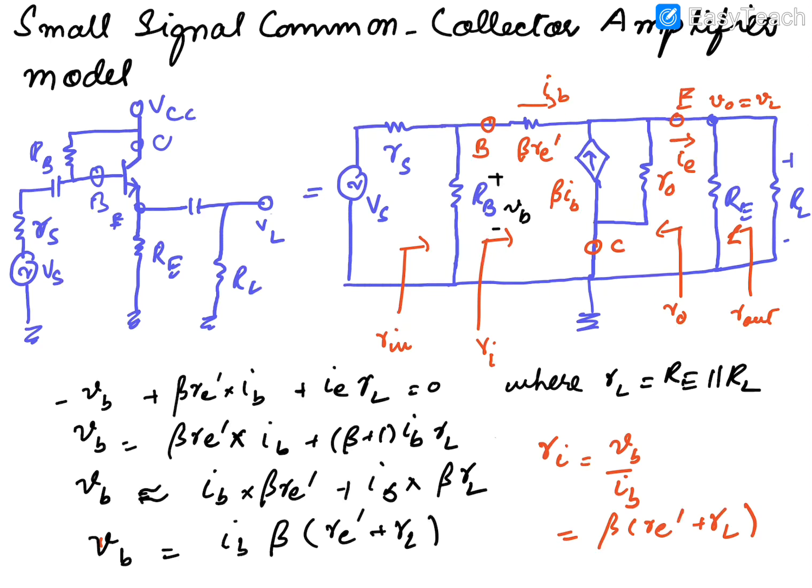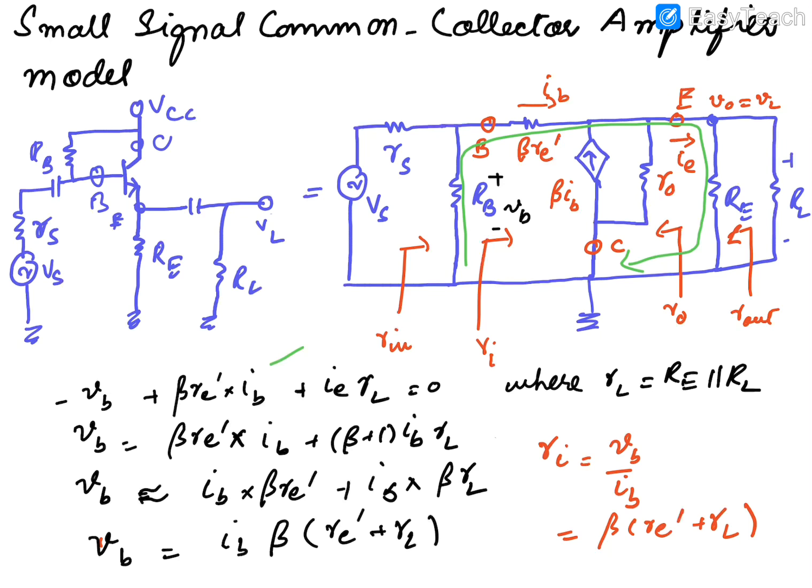I can show this loop in another color. This is the loop for which we are writing this equation. So for this loop: minus VB plus beta RE dash into IB plus IE into RL, small RL. We have taken the parallel combination of RE and RL as small RL. So IE is flowing through small RL.